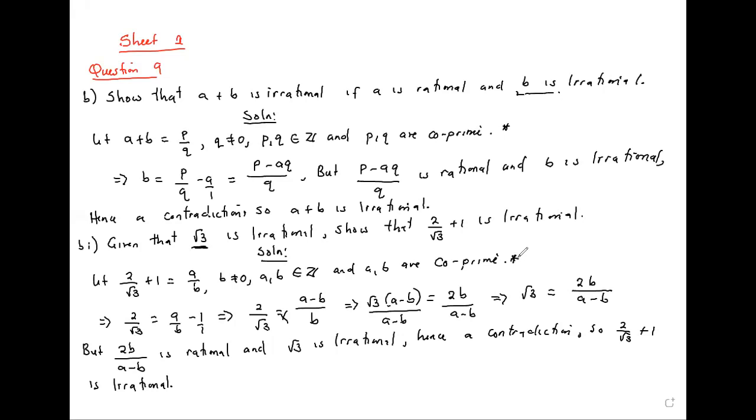So now we go to 9C. C, find an irrational number that lies between 1, 2, and 3.